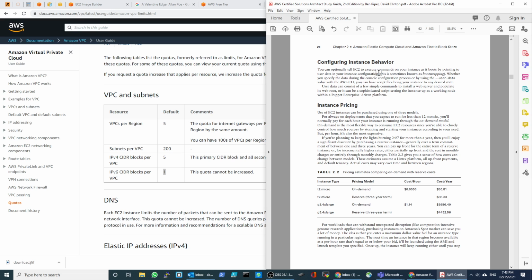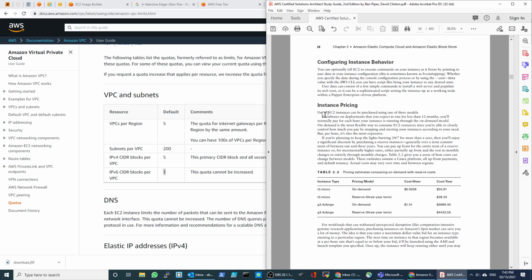Configuring instance behavior. Here you can optionally tell EC2 to execute commands on your instance as it boots. How did we do that? We did that right before. Do you remember user data? There are two things, the metadata and user data, right? So that's what we did. Bootstrapping. So you could do all of that.